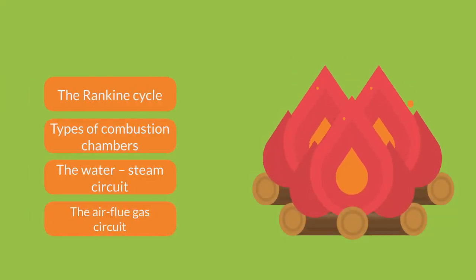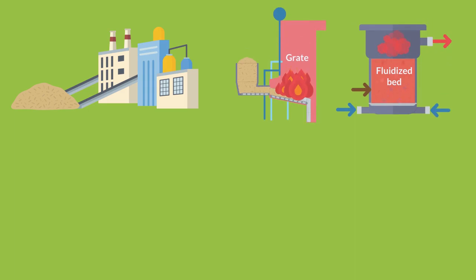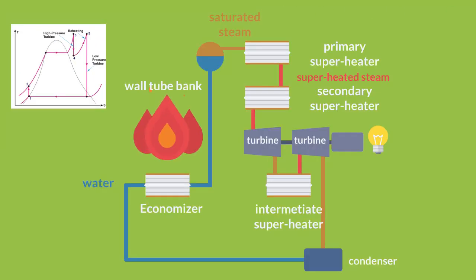Wrapping up. Biomass combustion with steam cycle is a mature technology. Combustion chambers are mainly of two types, mobile grates and fluidized bed, each one with its own advantages and drawbacks. The water circuit follows the Rankine cycle, producing steam that feeds a steam turbine. In this circuit, the economizer and superheaters allow a better energy efficiency and a smooth operation of the steam turbine.